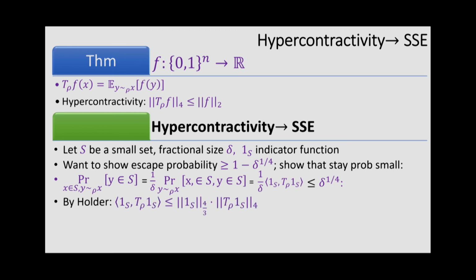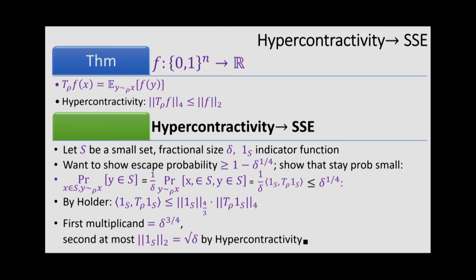So namely, first, by Holder. You want to reduce 4 norms of T-rho of f, so it makes sense to use Holder's inequality with norms 4 over 3 and 4. And then you just use hypercontractivity and compute the 4 over 3 norm and the 2 norm of the indicator function, and it works out. I don't want to spend too much time on it, but this is really a short and neat proof that shows that hypercontractivity implies small set expansion.